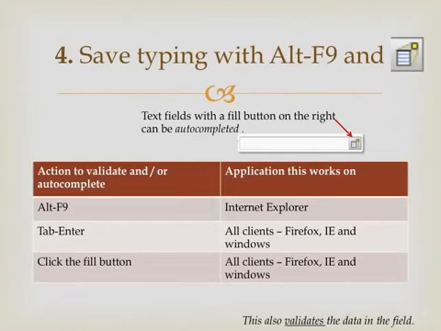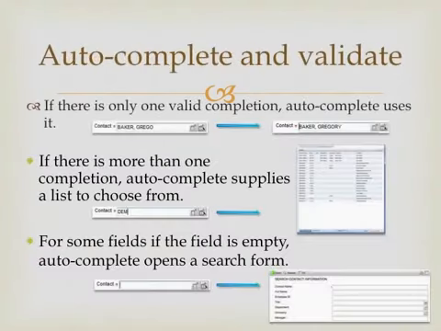Whatever you do, this also validates the data in the field. There are only a limited number of valid fields there, and so it'll check that what you've typed does actually make sense. If you see a field with a fill button and you type a portion of a name or a portion of a word that is valid in the database, you'll see that auto-completion will happen. If there's more than one possible completion, then when you hit the Alt F9 combination or Tab Enter, you'll be presented with a list to choose from. Finally, if you leave the field blank, then you'll be presented with a search screen.